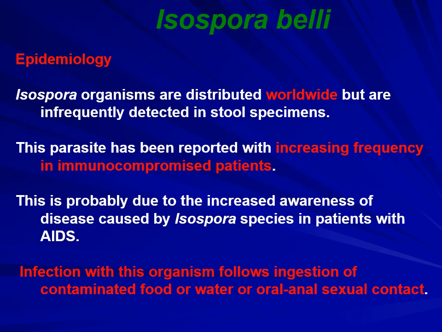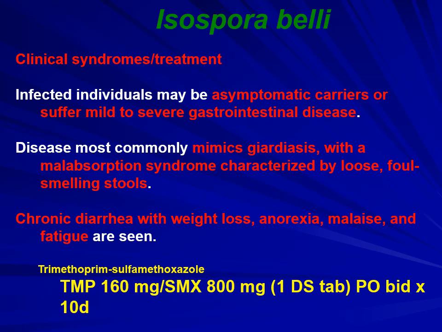As for Cryptosporidium, Isospora organisms are distributed worldwide but are infrequently detected in stool specimens. This parasite has also been reported with increasing frequency in immunocompromised patients. Infection with this organism follows ingestion of contaminated food or water or oral-anal sexual contact. Infected individuals may be asymptomatic carriers or suffer mild to severe gastrointestinal disease.